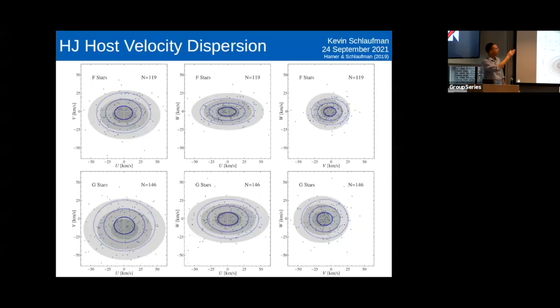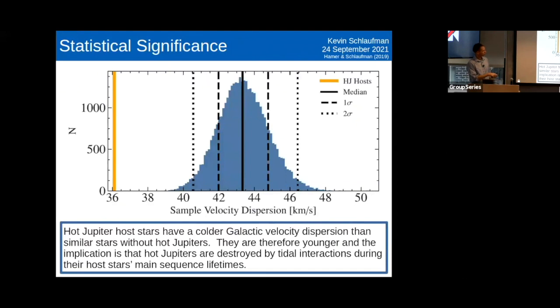And so one can roll up all of this stuff into a single histogram, and this is the result. So this blue curve is a histogram that shows the velocity dispersions from individual random samplings of the solar neighborhood population matched to the hot Jupiter host star population. And this orange line is the velocity dispersion of the hot Jupiter host sample themselves. So clearly, this velocity dispersion is incredibly inconsistent with random sampling from this matched control sample.